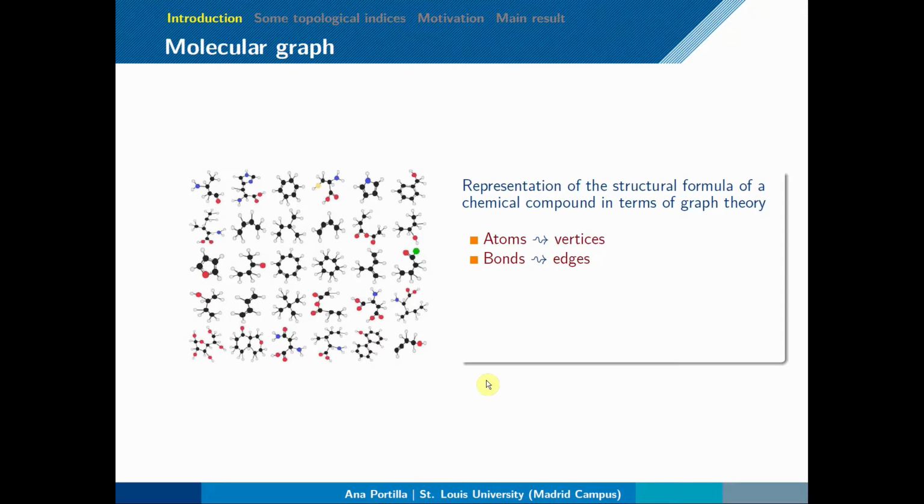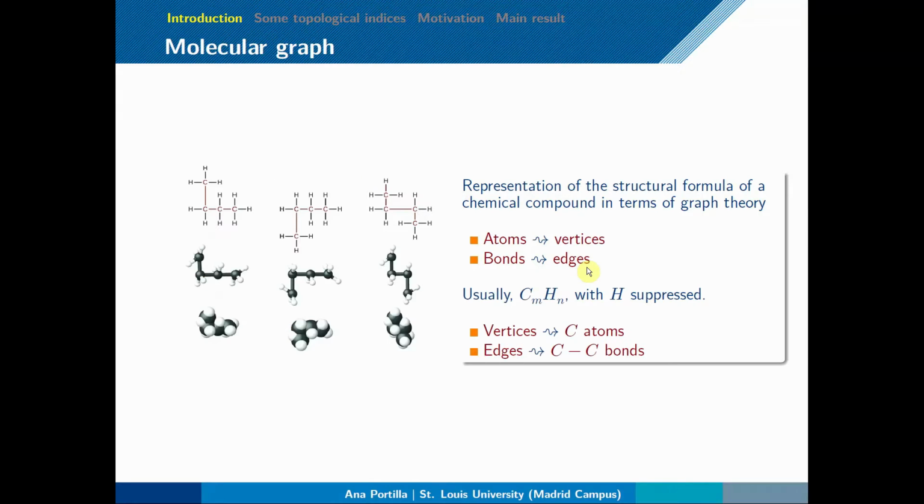A molecular graph, or a chemical graph, is a representation of the structural formula of a chemical compound in terms of graph theory. Graphs are generated from molecules by replacing atoms by vertices and bonds by edges. Usually, we are going to use molecular graphs to refer to hydrocarbons, that is to say, organic molecules which consist only of carbon and hydrogen, and usually hydrogen will be suppressed.